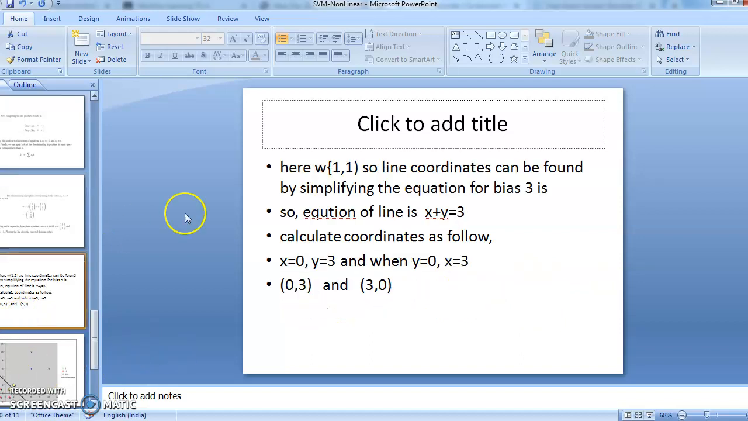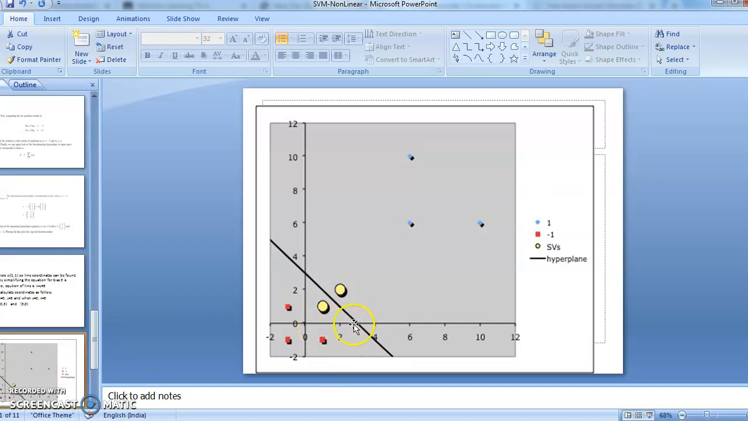So how will you find the line coordinates? For W = (1,1), the line coordinates can be found by simplifying the equation. What is the line equation here? x plus y is equal to 3. So how will you find the coordinates? First put x equal to 0, then y equal to 3; then put y equal to 0, then you will get the value x as 3. So (0,3) and (3,0) will be the coordinates for the line. Now see, if you plot (0,3) and (3,0), and if you draw the line, then you will get the separating hyperplane for the nonlinear SVM.